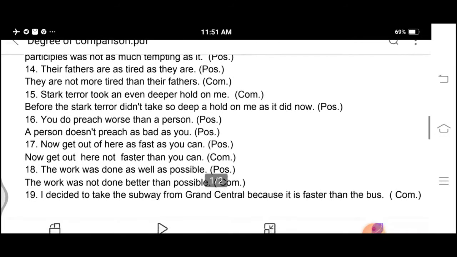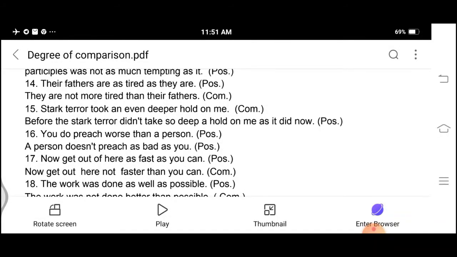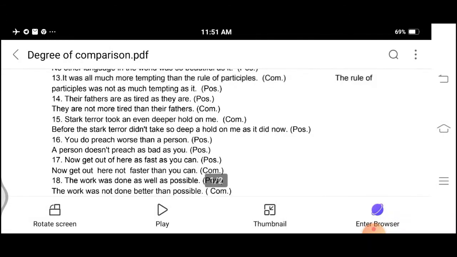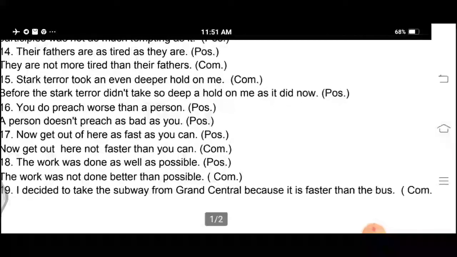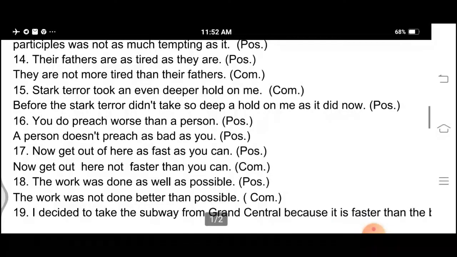Stark terror took an even deeper hold on me. It's a comparative because of deeper. Before, the stark terror did not take so deep a hold on me as it did now. Positive. You do preach worse than a person. Positive.